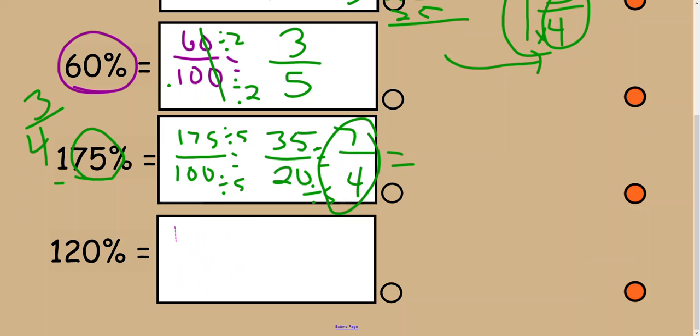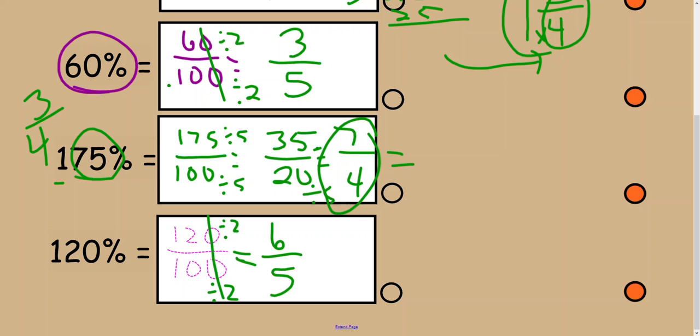All right, so we have 120 out of 100. Now, do you remember what I said about the zeros? We can cancel them out. So now we have 12 tenths. What number will divide into both 12 and 10? 2. 12 divided by 2, or 2 times what is 12, which is 6. And 10 divided by 2 is 5.